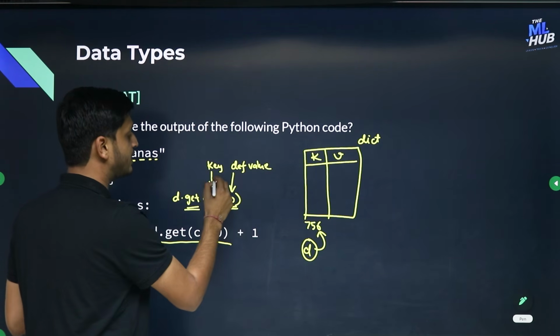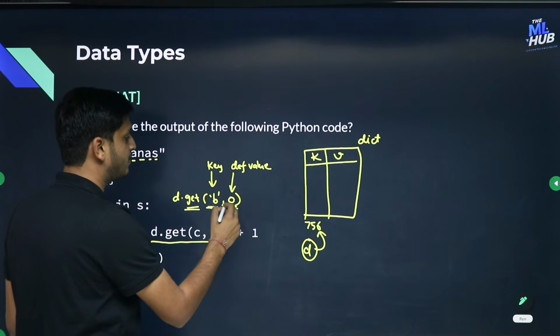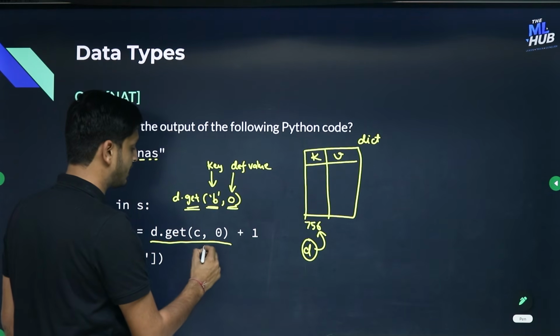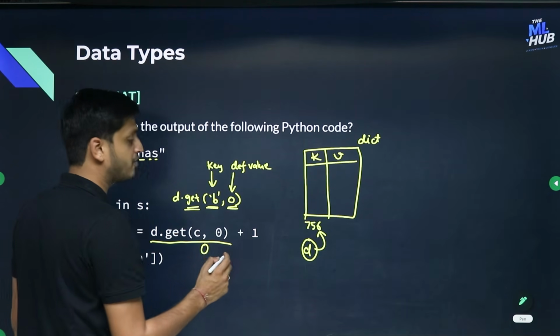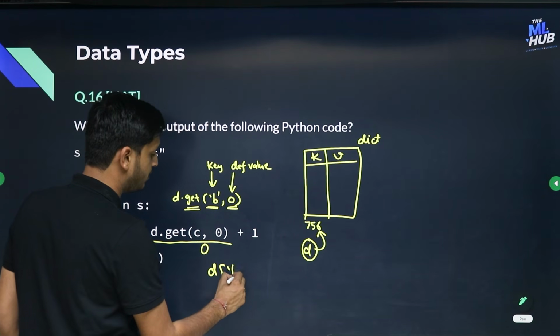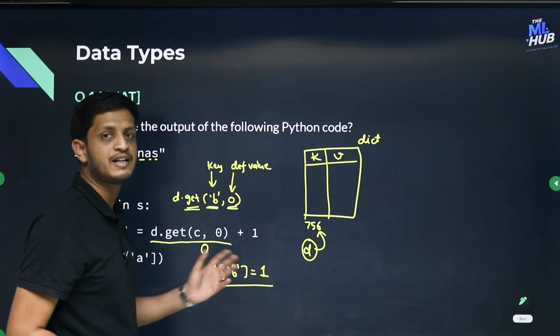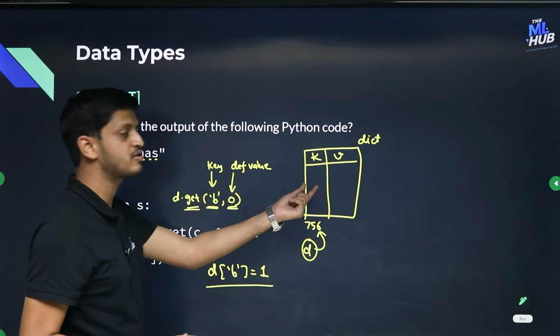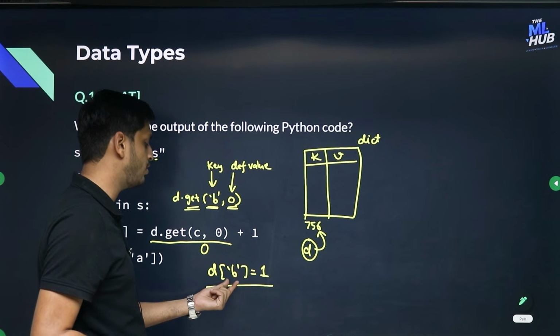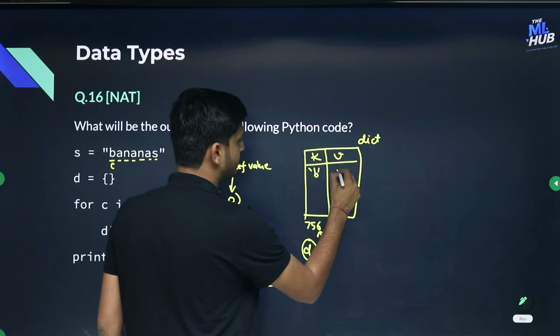Right? So if the key is not present, it will give you the default value. Here, since B is not present, it will give you the default value, which is 0. So this entire thing will become 0, and now 0 plus 1 will become 1. So we are essentially saying D of string B is equal to 1. This is a standard way of inserting a key value pair in the dictionary, because B as a key is not present. So it will just create a new key value pair B and 1. So B and 1 will be added in this dictionary.